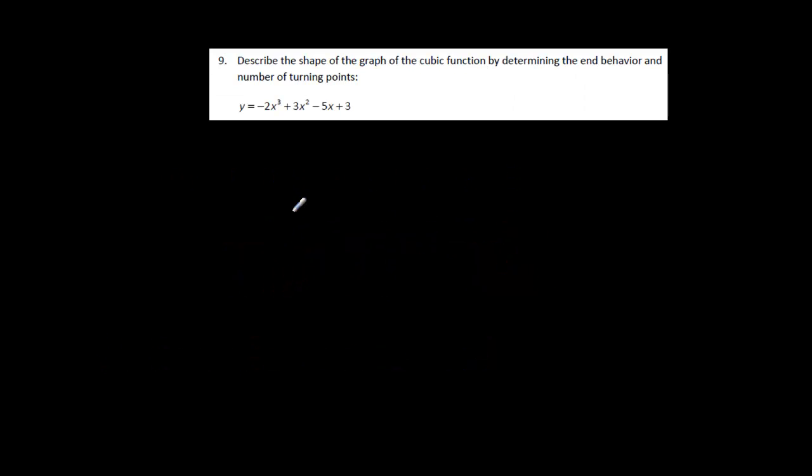Number 9, describe the shape by determining end behavior. So we'll do end behavior and the number of turning points. So it's an odd function and it's negative. That means from left to right it's going to go downhill like this.